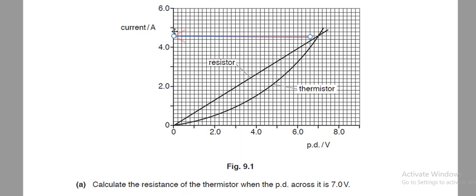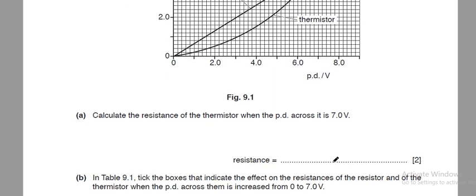4, and here are 5 small squares to reach 5, so each small square represents 0.2 ampere. So this is 4 plus 1, 2, 3, so 4 plus 3 times 0.2 ampere, which is 4.6 ampere. So this value is 4.6, the value of current when potential difference is 7.